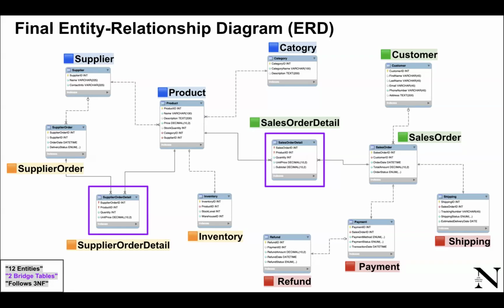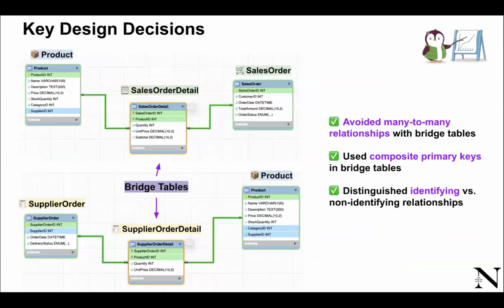Finally, the red color of transaction management includes the payment, refund, and shipping entities. All connect to the sales order table with a one-to-one relationship to ensure order processing. Okay, next slide, please.